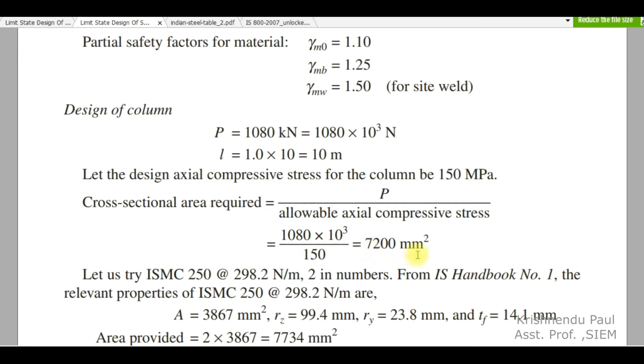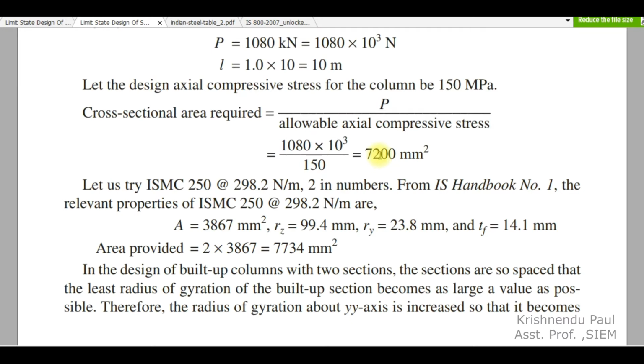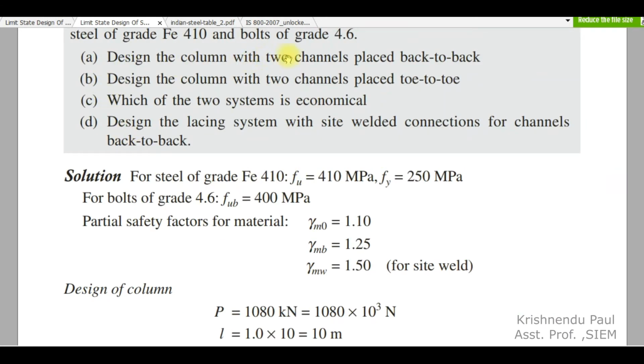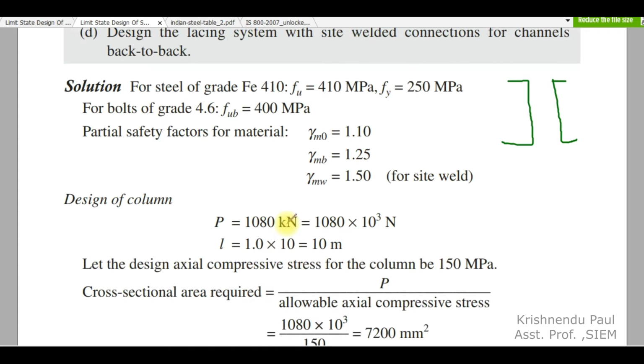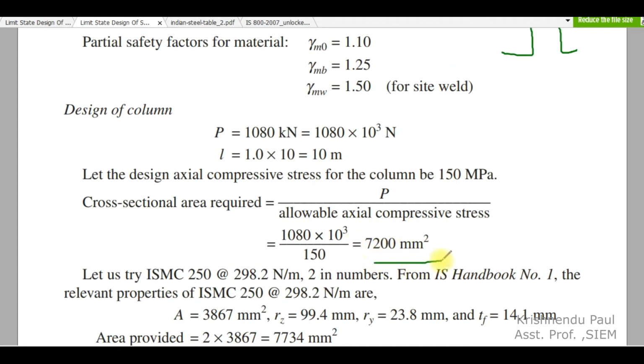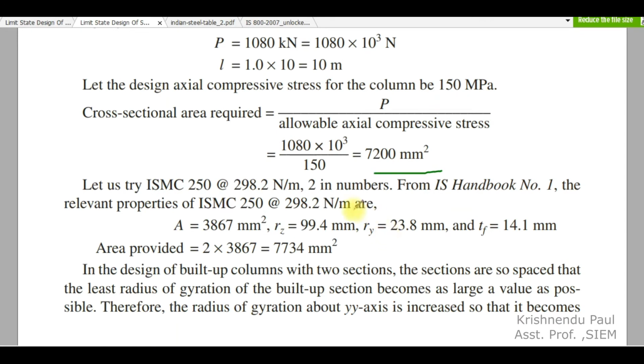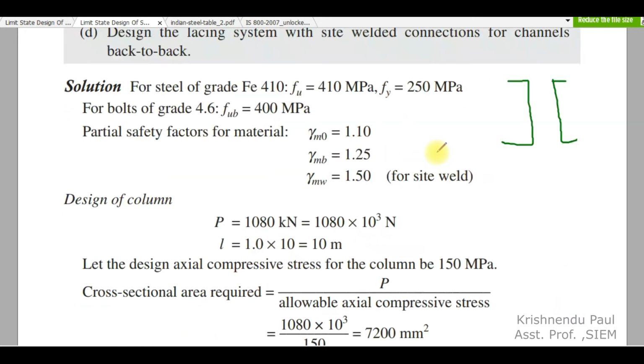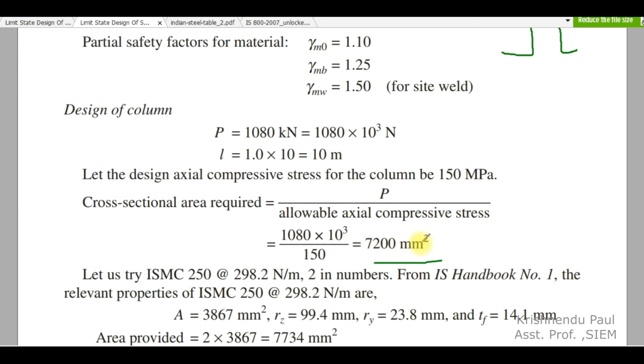which comes to 7200 millimeter square. See, in question number A, you have to select two channels placed back to back, like this. Two channels back to back. So the area of this two-channel cross section is 7200 millimeter square. Area for one section will be 3600. So we have to go to the steel table to choose a channel section where the area will be at least 3600 millimeter square. It should not be less than this.